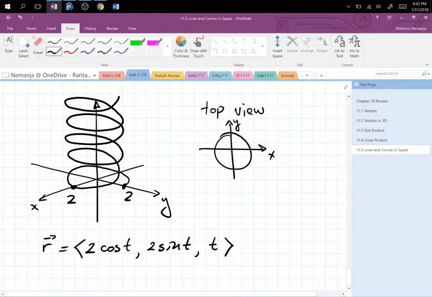Now if you say t for your z component, you have a linear rise, which means you have a spring. You can have a constant there. Are you going to have a helix if you have a constant? No. What are you going to have? A circle on a plane at constant height.